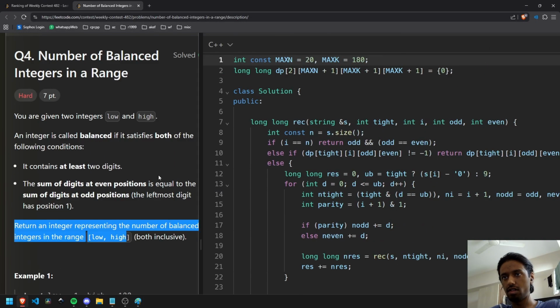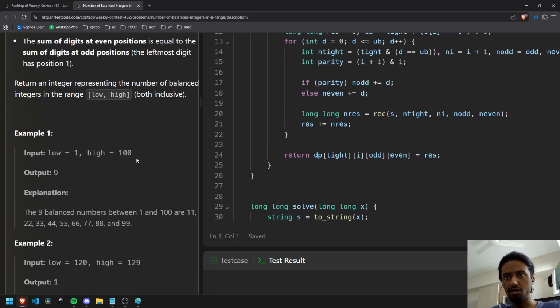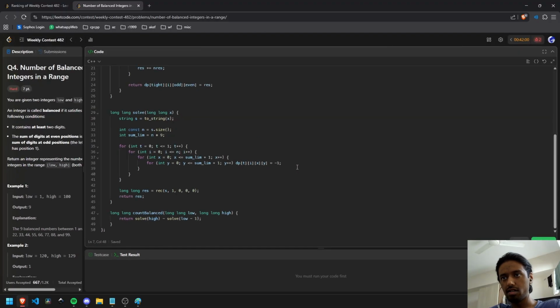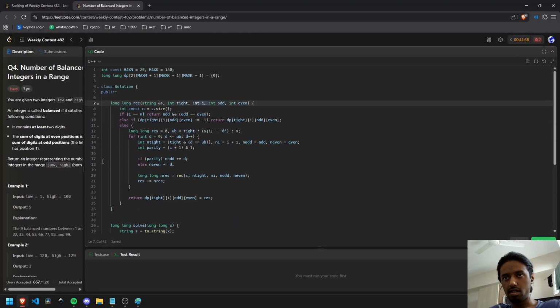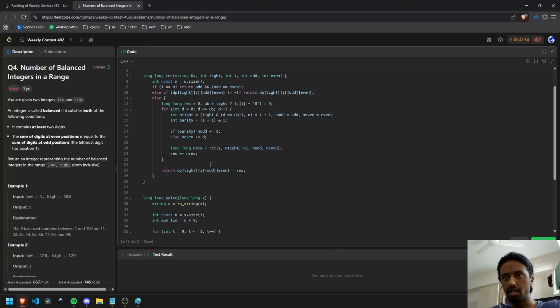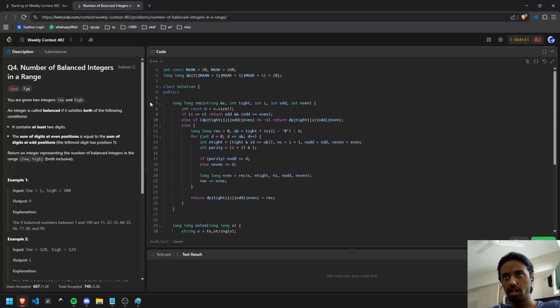So for this, the digit DP states were trivial as well. We need to track the sum at even, sum at odd, and the traditional tight and index for the digit DP state. The mistake I made here was in the function calling, which is very stupid. And for digit DP, I should have started with this one.